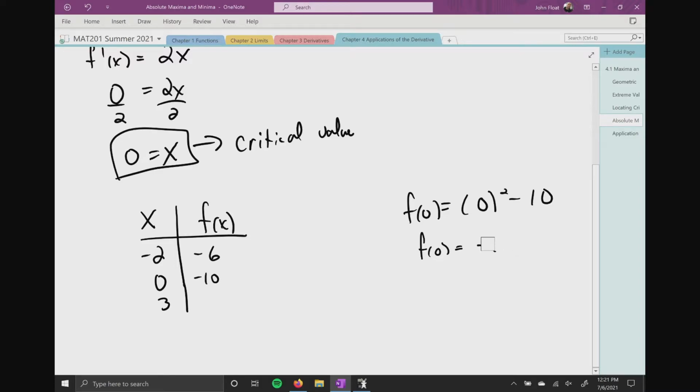And then lastly, let's evaluate f of 3. So f of 3 is going to equal 9 minus 10, which is -1.